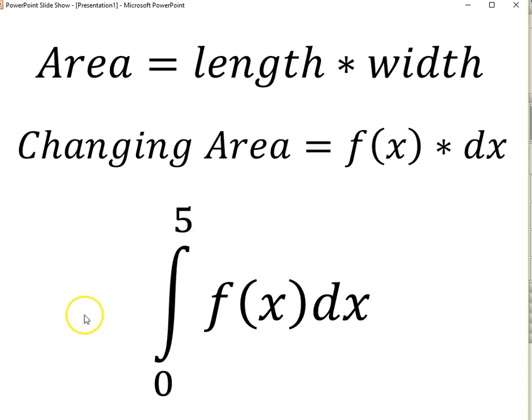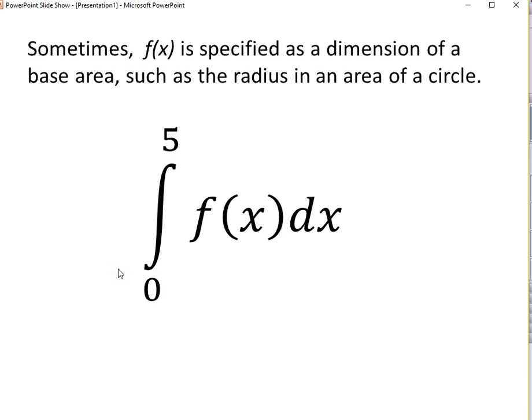The integral designates the interval of the inputs. In this case, it's 0 to 5. As the input changes from 0 to 5, what is the area created? Sometimes we introduce a base area. This is different than the area underneath the curve. This is a specific shape. In our examples, we were looking at a circle as the base area. And in our case, we made the radius of that base area the function itself.